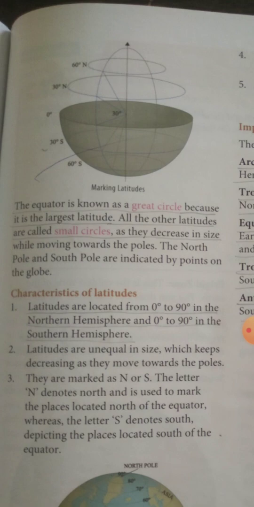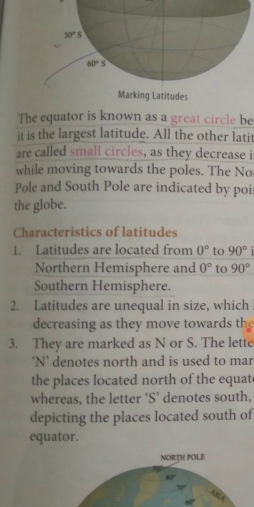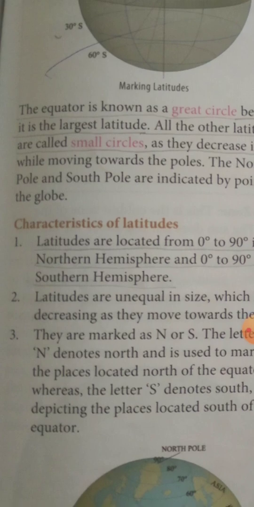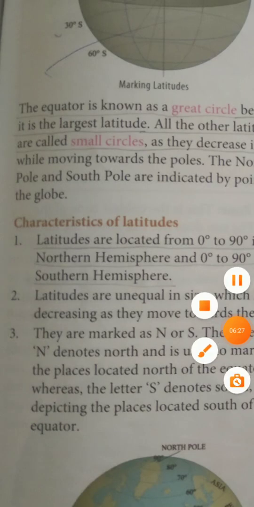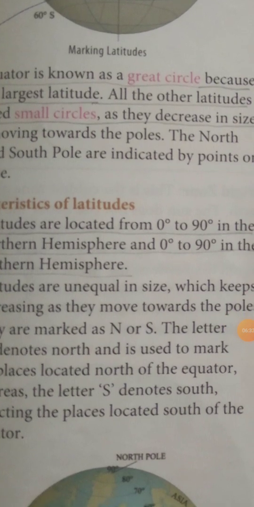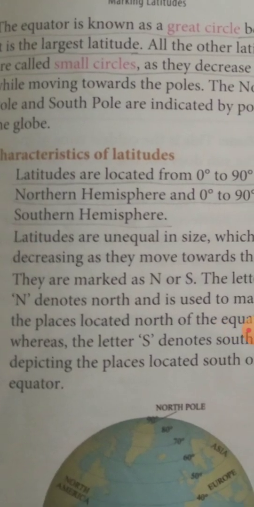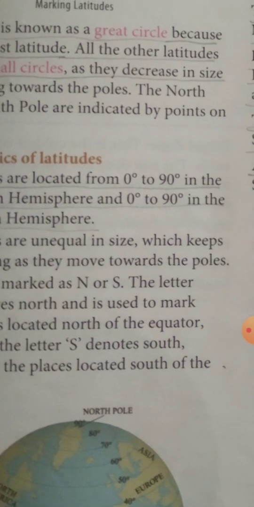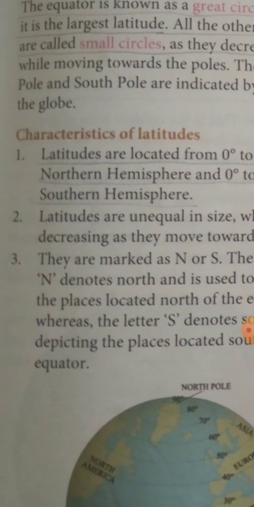The North Pole and South Pole are indicated by points on the globe. Next we will study characteristics of latitudes. Latitudes are located from 0 degree to 90 degree in the northern hemisphere and 0 degree to 90 degree in the southern hemisphere.